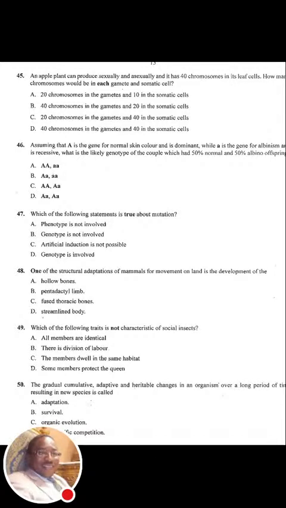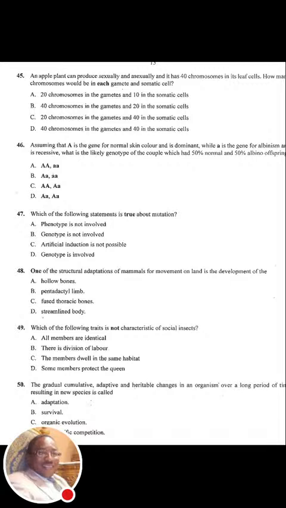Now, mutation is a sudden change in gene position that results in total destruction of the organism's physical outlook or physical appearance. And the component of gene in an organism is called the genotype. So what is true about mutation is option D. Genotype is involved. That is why there is mutation. When the gene position changes, it affects the DNA on the gene. Genotype is involved. That's why the answer is D.